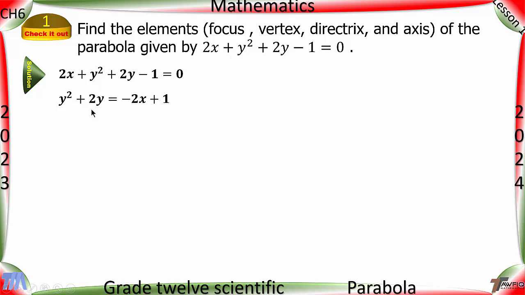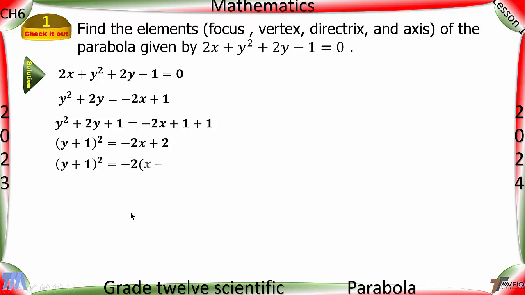And now take the coefficient of y and divide it by 2. 2 divided by 2 is 1. Square it, 1 squared is 1. So add 1 to both sides. It becomes y squared plus 2y plus 1 equal minus 2x plus 1 plus 1. And simplifying, factorizing this one by completing the square, it becomes y plus 1 squared is equal minus 2x, 1 plus 1 is 2. And now take minus 2 as a common factor, remaining x minus 1.